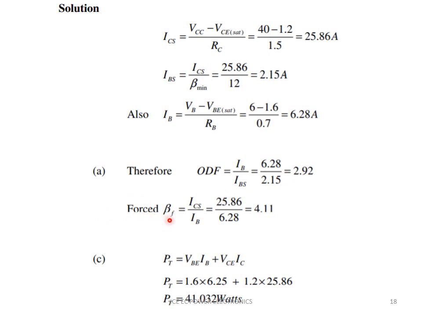Next B is forced beta, that is ICS upon IB. ICS we have calculated as 25.86 and IB we have calculated as 6.28, and you should get 4 as the answer. Now coming to power dissipation, it is VB IB plus VC IC. VB is given as 1.6, IB is nothing but 6.28. Don't take IBS here. Next plus 1.2 into 25.86, and you should get this power dissipation as 41.032 watts.